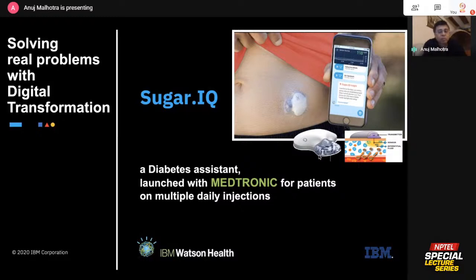Because it's self-injection, people have to be extremely careful. It could be life-threatening otherwise. It can also send alerts to doctors and to family members, so that they can intervene and address the situation if somebody's glucose level goes out of control.